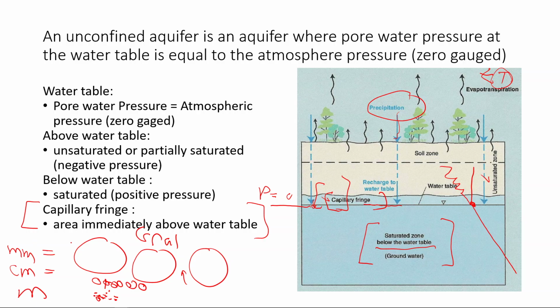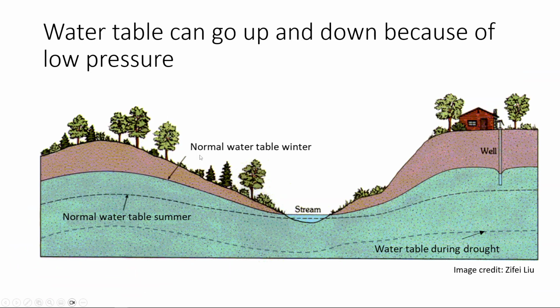So in gravel, the capillary fringe zone would be millimeters. In sand, it would be in the order of centimeters. In clay, the capillary fringe could be up to several meters, like 5 or 6 meters of negative pressure before you get to your groundwater. Okay, so that's also something to keep in mind.